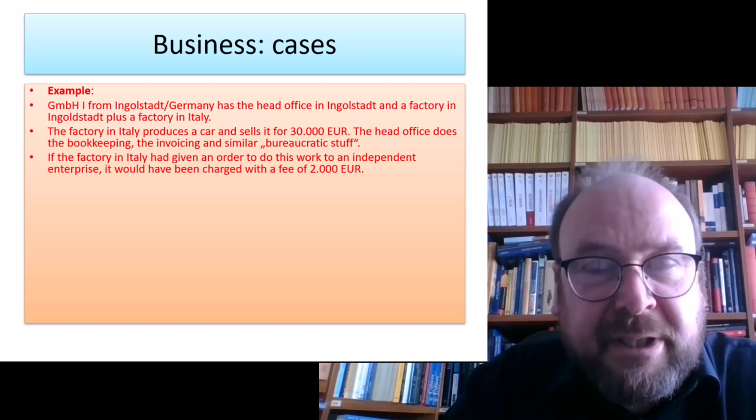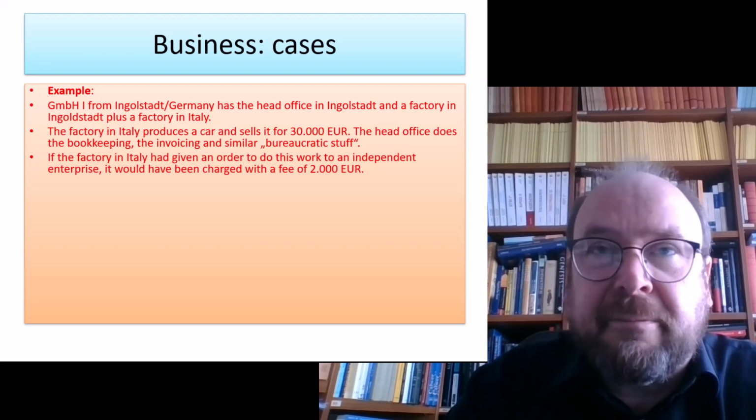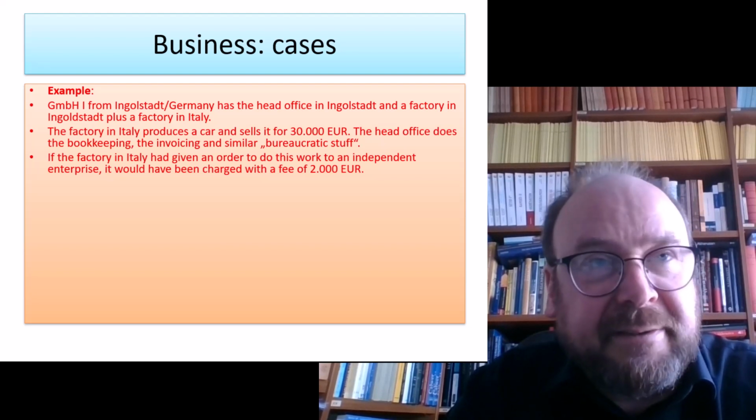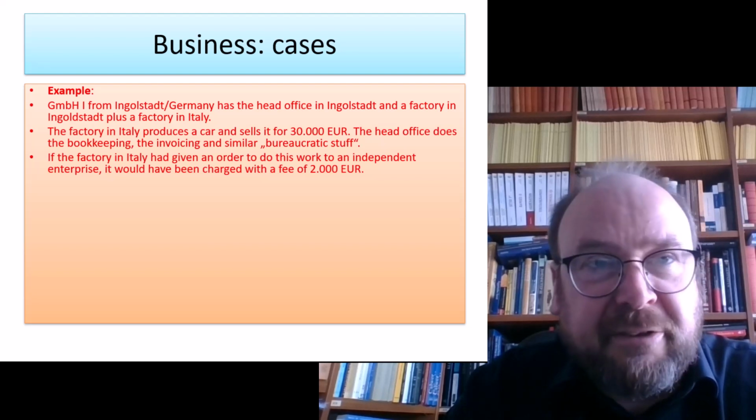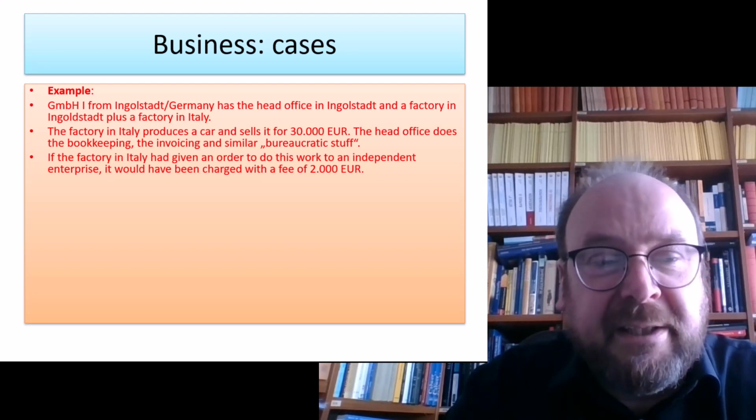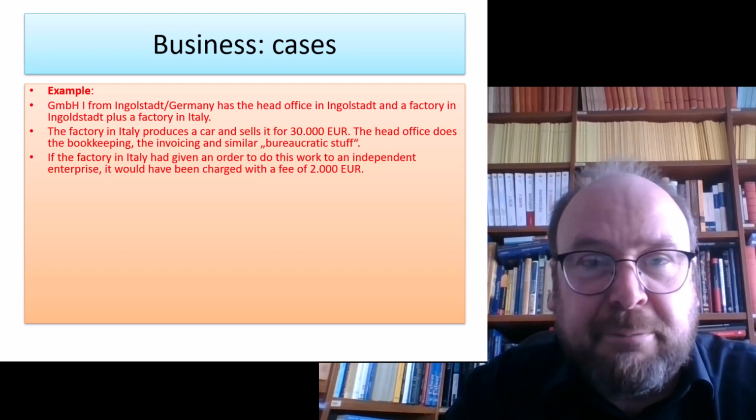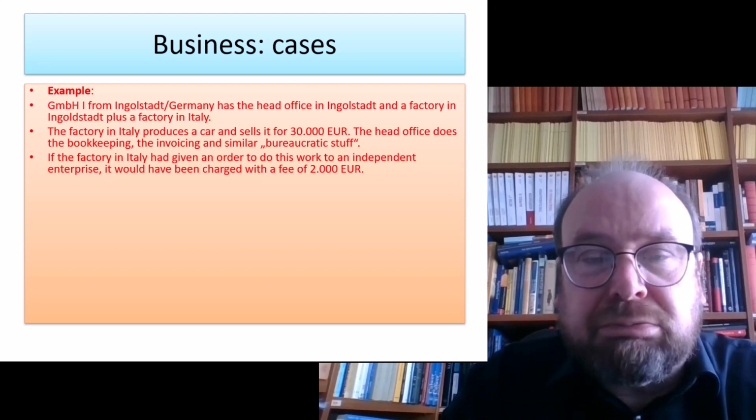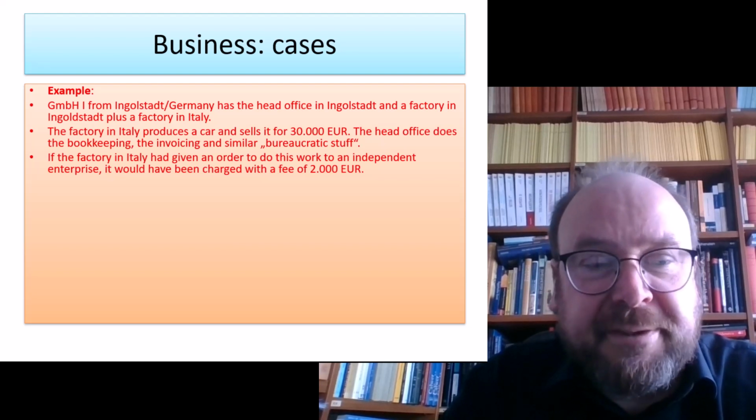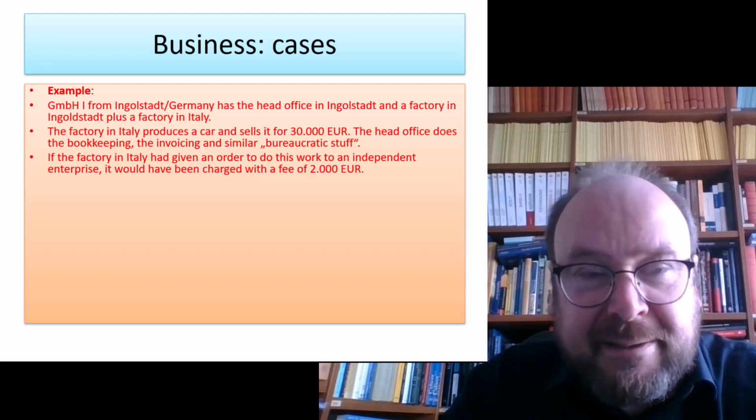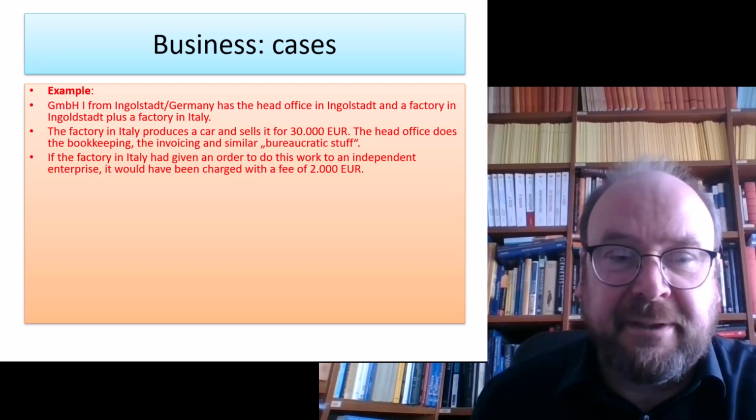Now, we can only find out what would be such a market-conform remuneration if we look to the market, or in cases if we ask the case data, if there's any information on the market-conform remuneration. Here in the last line, if the factory in Italy had given an order to do this work to an independent enterprise, a bookkeeping or invoicing company in Italy, it would have been charged with a fee of 2,000 euro. That gives us the decisive hint.